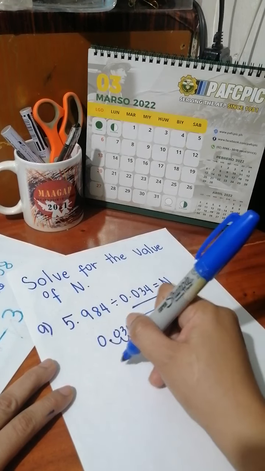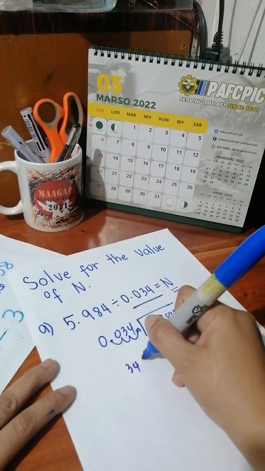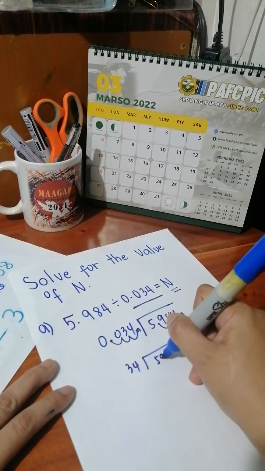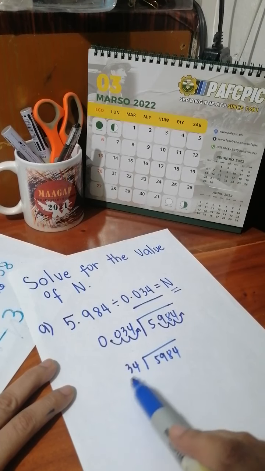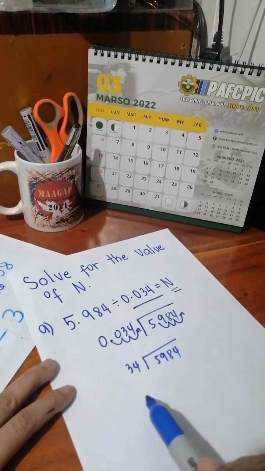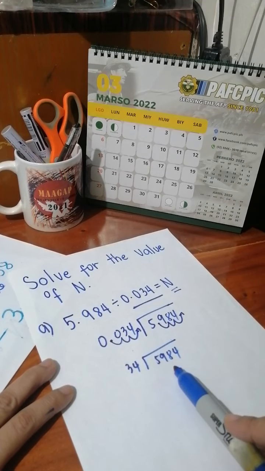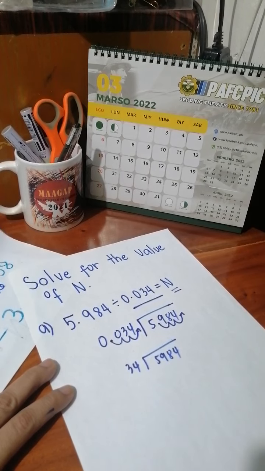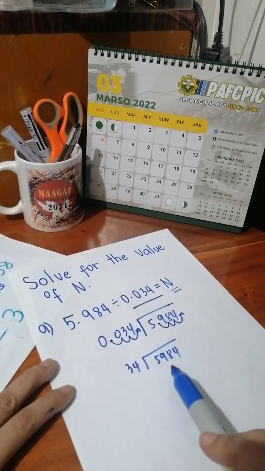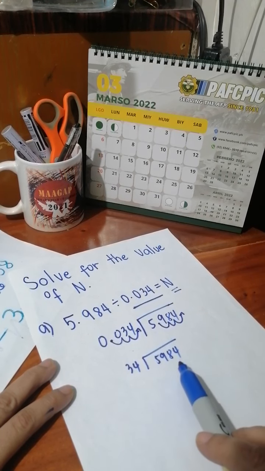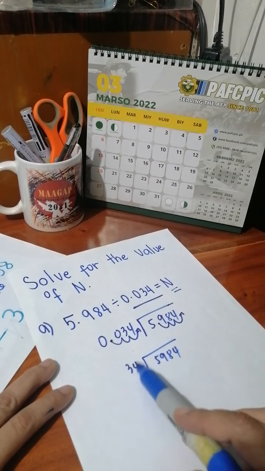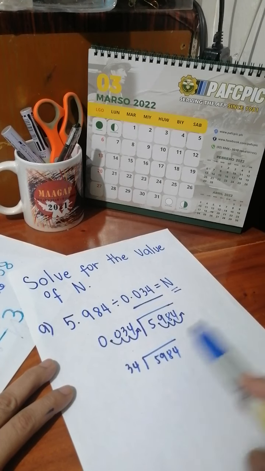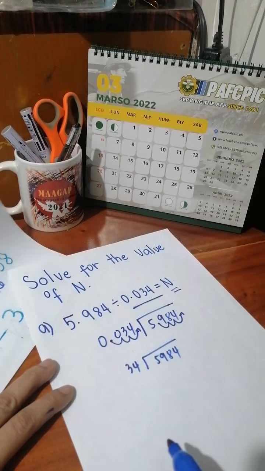So, let us rewrite this. So, we're going to get 34 here and then this is 5,984. So, since yung divisor natin ay whole number na at nagkataon din na yung dividend natin dito ay whole number, we are now ready to divide them. But guys, remember, the dividend here doesn't mean it's always whole number. Sometimes, pwede rin siyang decimal. Okay? Ang pinaka-importante dito at dapat nyong i-take note is when we are dividing decimals, the divisor should always be whole number. Okay?